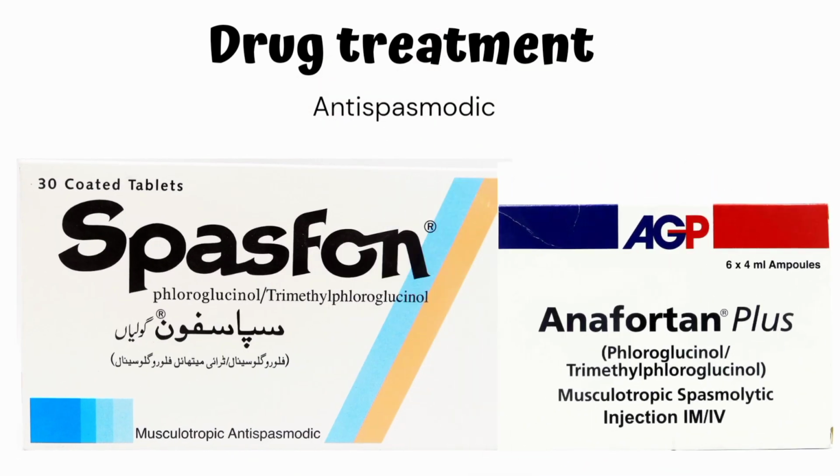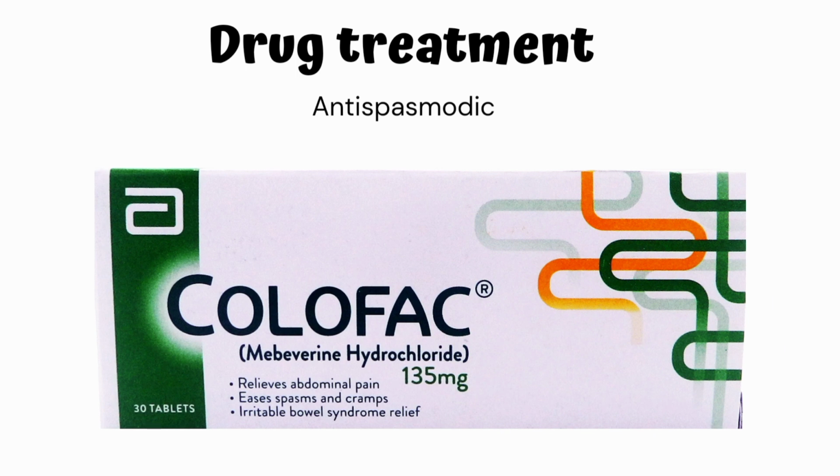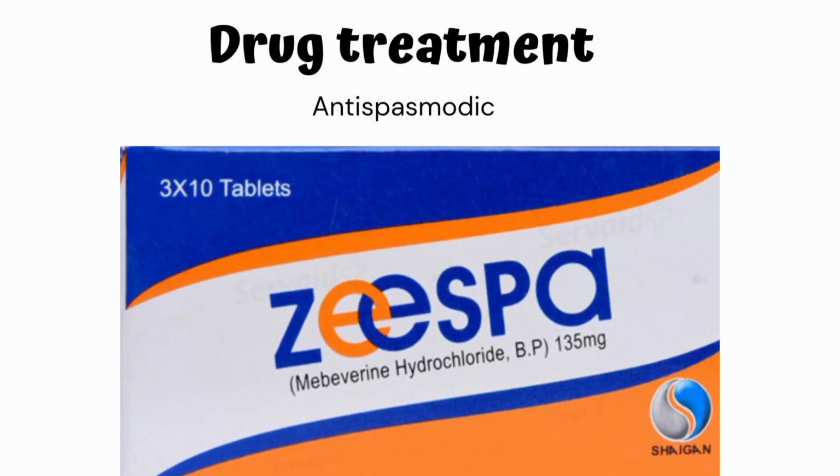In antispasmodics, we have Spasfon and Anafortan, which is available in injection form, and also we have Clofec, that also relieves abdominal pain, and also we have Zespa. Antispasmodics actually relieve the spasm and cramps and also relieve the abdominal pain.